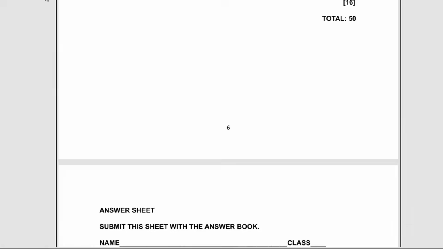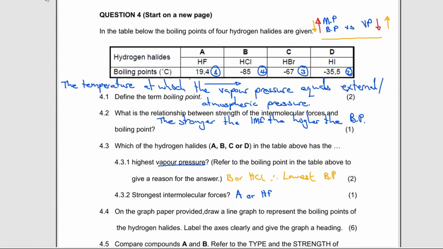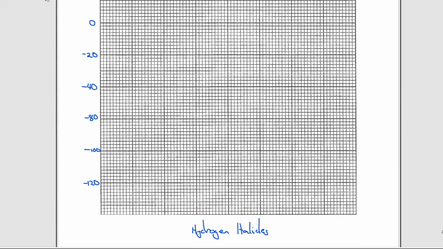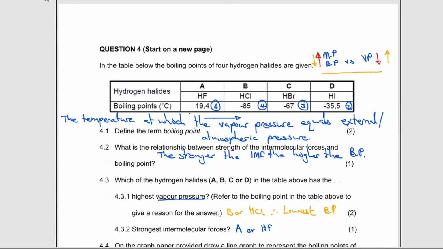Then after that, I can go to the next one. From 19,4, I'm having a value of negative 85, right? So it's going to go down to negative 85. Since the scale is 20, I can put it somewhere there, my 85. Then after that, the next one is our HBr, which is negative 67.